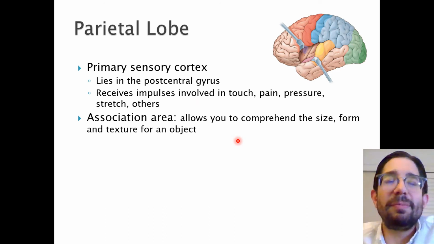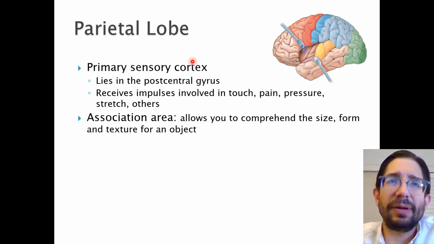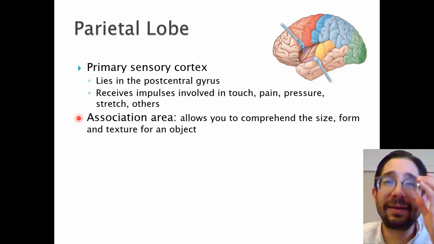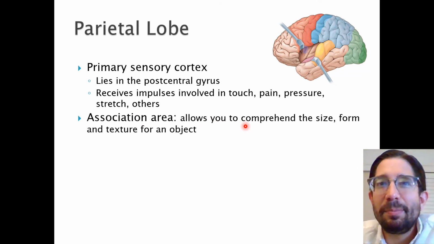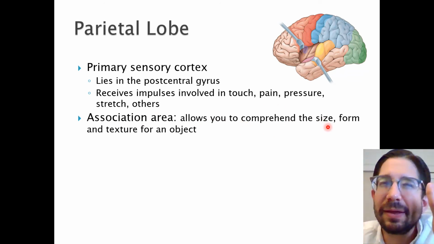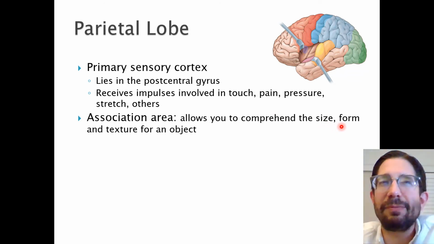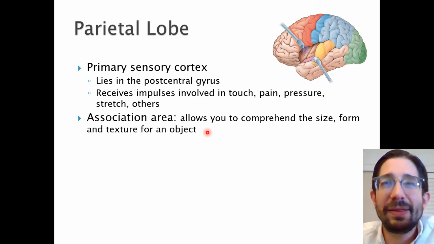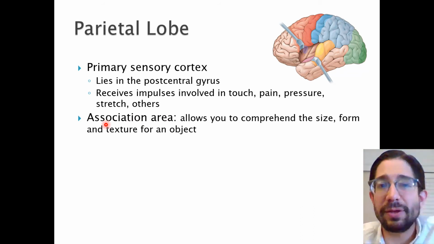So parietal lobe, and most of these lobes will be much shorter. Parietal lobe has your primary sensory cortex. We already talked about where that's found and what it does. And like all these lobes, there's an association area. Like if you process the sense of touch, that's okay, but you really need to access other parts of your brain to comprehend based on that touch. What size is this? What is its form or its texture or its weight or whatever? All of these things, you're accessing different reference points in your brain to make these associations.